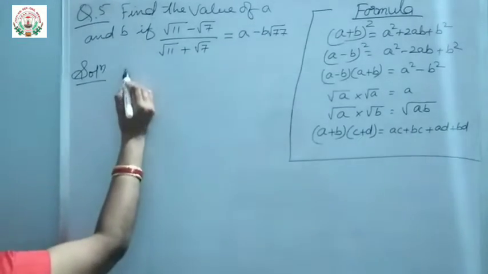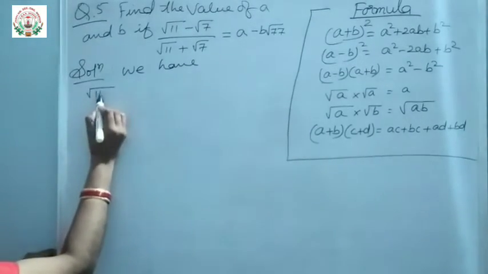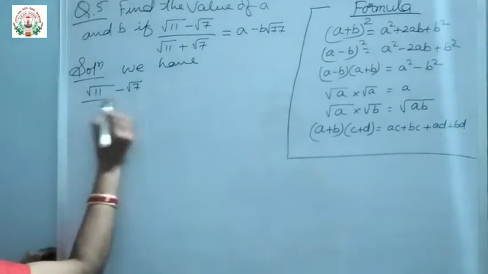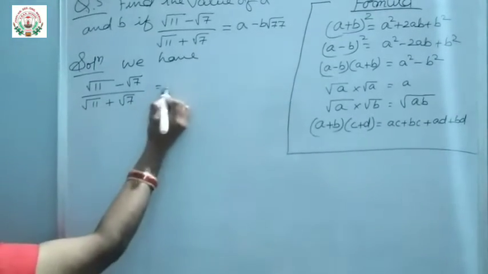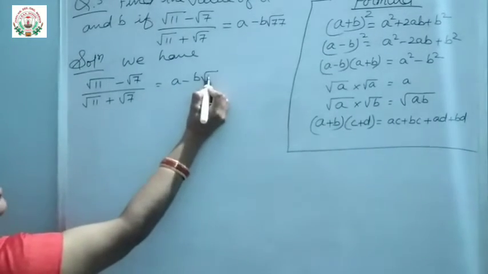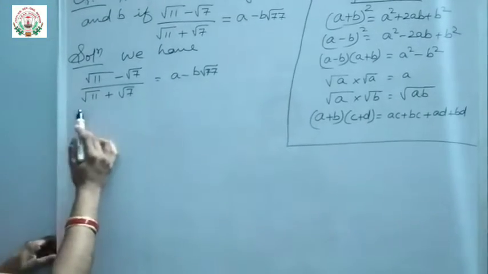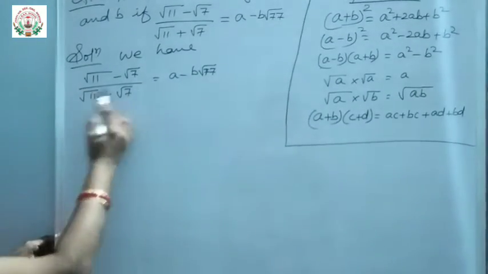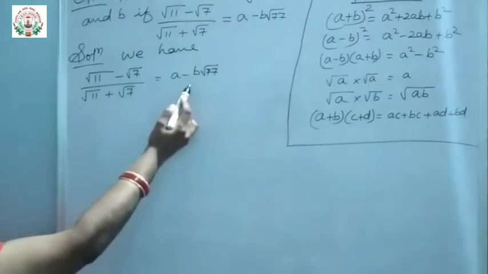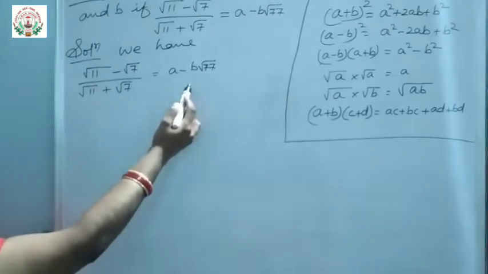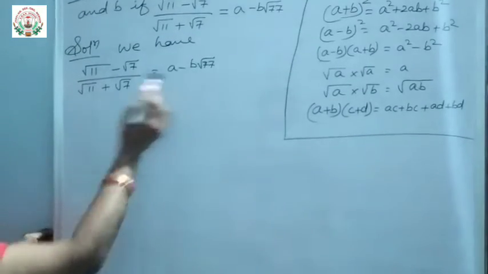That is, we have root 11 minus root 7 upon root 11 plus root 7 equals a minus b root 77. Now this part we will rationalize, because you can see in the denominator what is there? Irrational number. So our part is to rationalize this. Already here the number is in rational form only, because in the denominator nothing is there. But here we have to rationalize this part to get the answer of a and b.